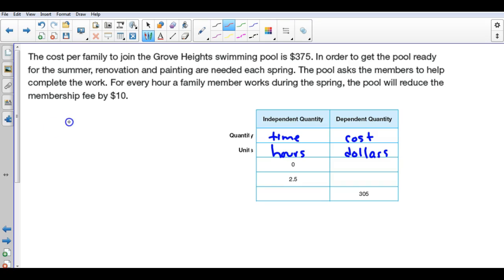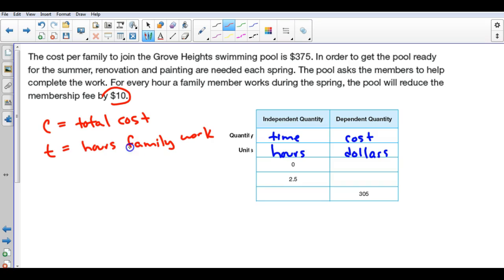So what I'm going to do off to the side is just write my function. So I know that we are saving $10, so that means that their fee of $375 is going to keep dropping $10. So what I'm going to do is write this in function notation. I'm going to say that C is going to represent the total cost for the family, and I'm going to say that T is going to be the number of hours that the family works. So the more they work, the cheaper it is.